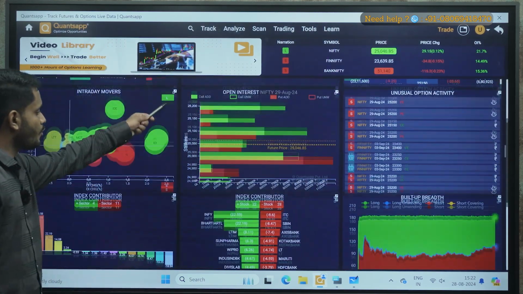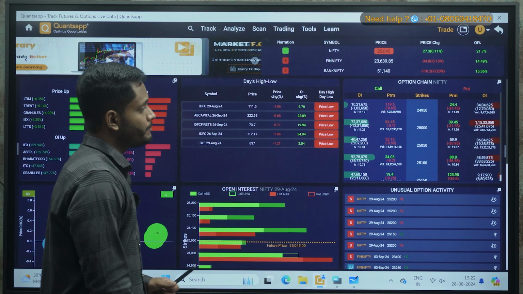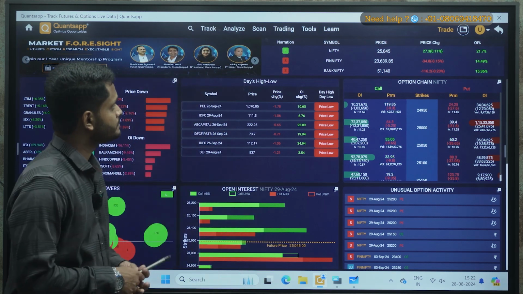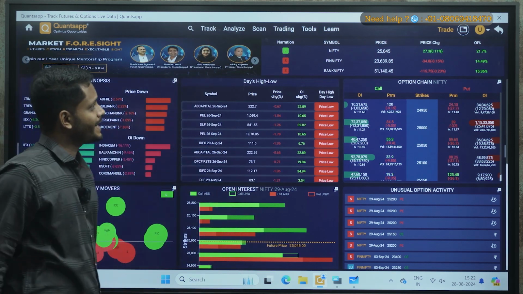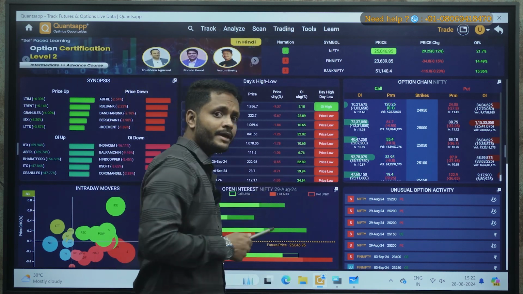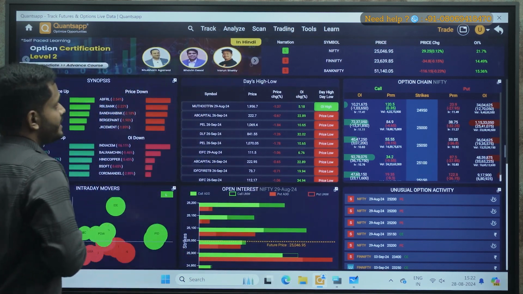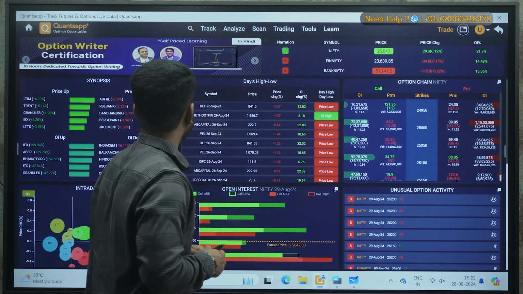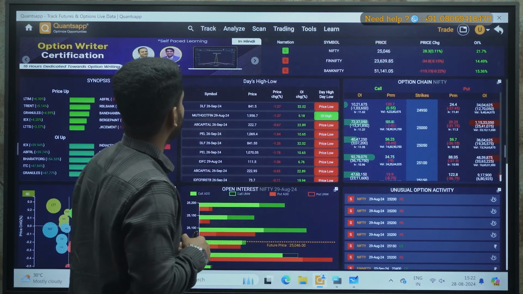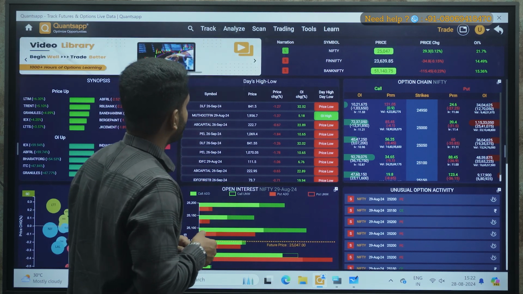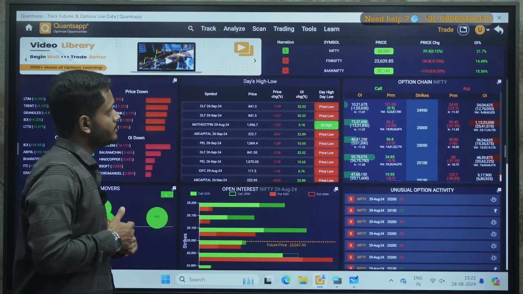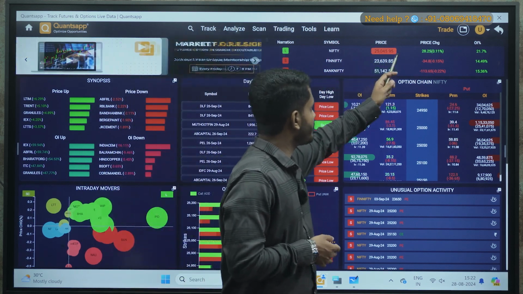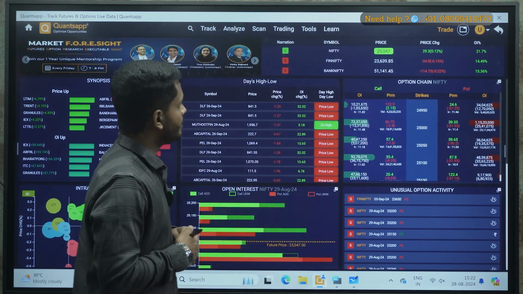So this is the home page of QuantSap. Let me give you a brief introduction. On the top right-hand side, you can check out the major indices, like Nifty and Banknifty. You can also check out the buildup: for Nifty it is long, for Banknifty it is short. Along with it, you can check out the price change and OI percentage.